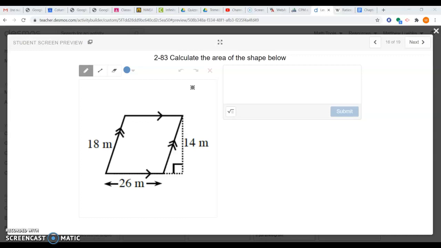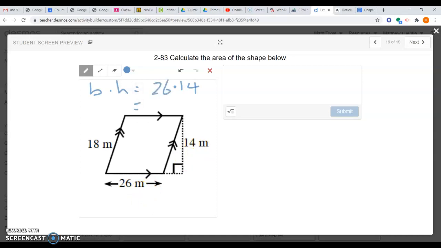Based on the work earlier in this lesson, we saw that you can always cut and move a piece of a parallelogram to turn it into a rectangle, which tells us the area of a parallelogram is the same as the area of a rectangle, and that is just base times the height. The height is always a straight line down to your base. So that tells me the height here is 14 and that the base here is 26.